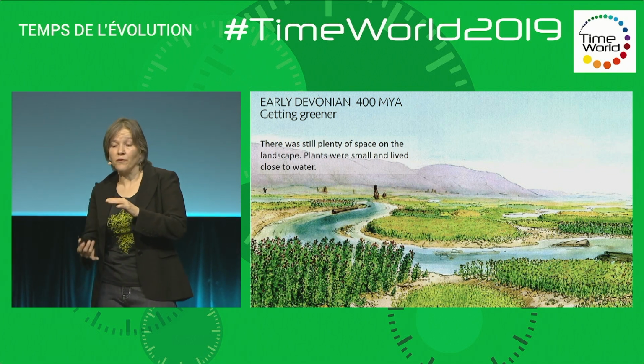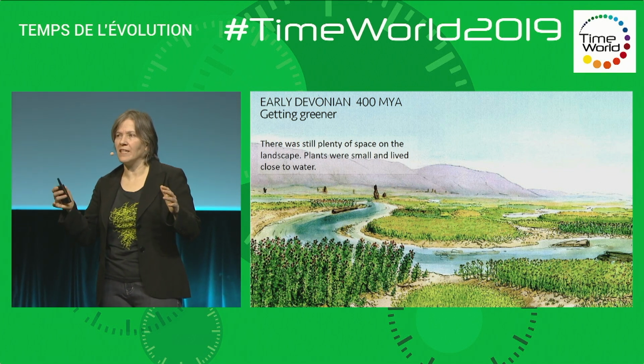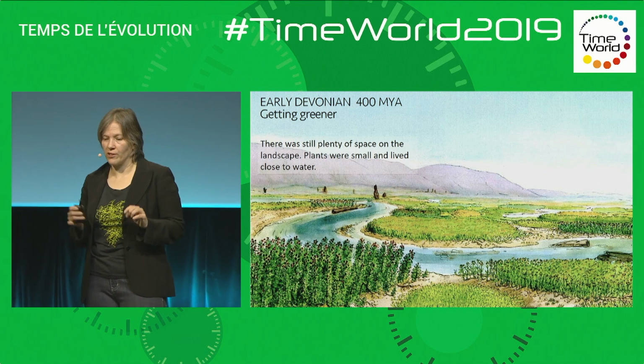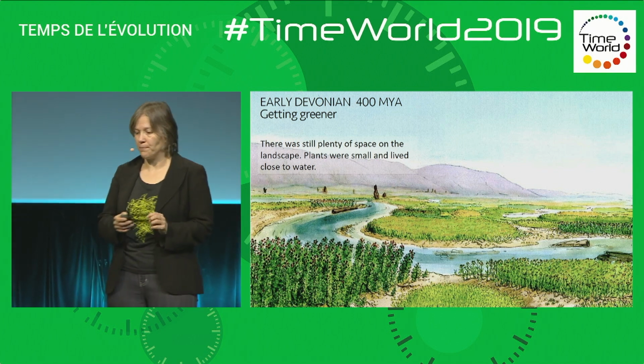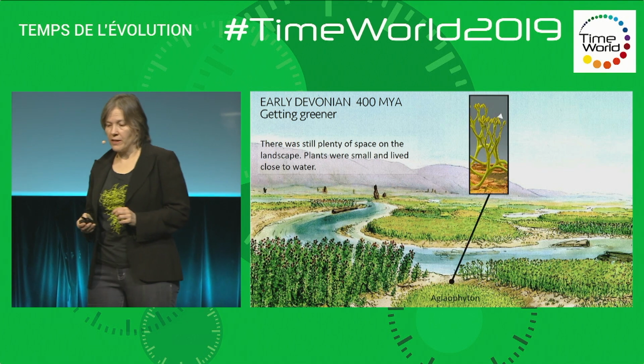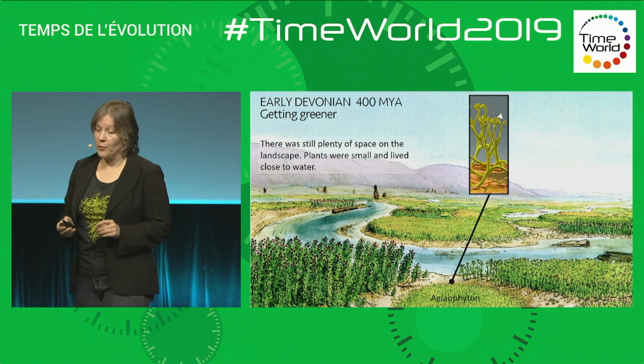They started to form roots, but they were not really completely independent of water, so they still lived close to water. And one of the plants here in the front could very well be an Aglaophyton, and we have really nicely preserved material of these plants from Scotland. They're called the Rhynie chert.